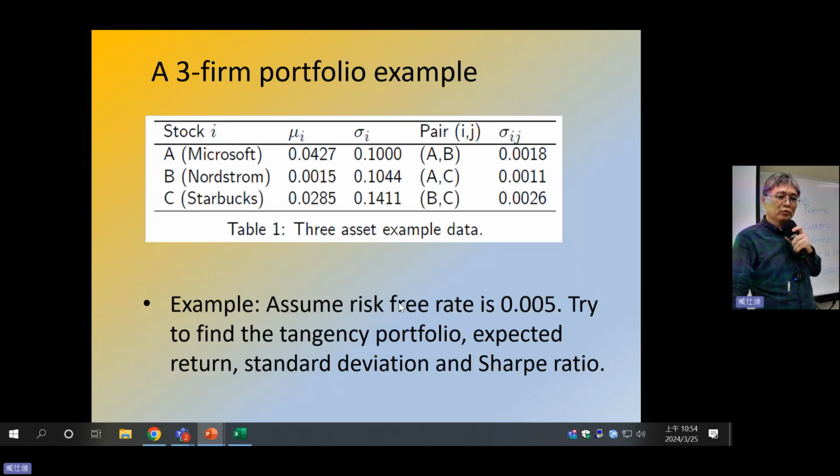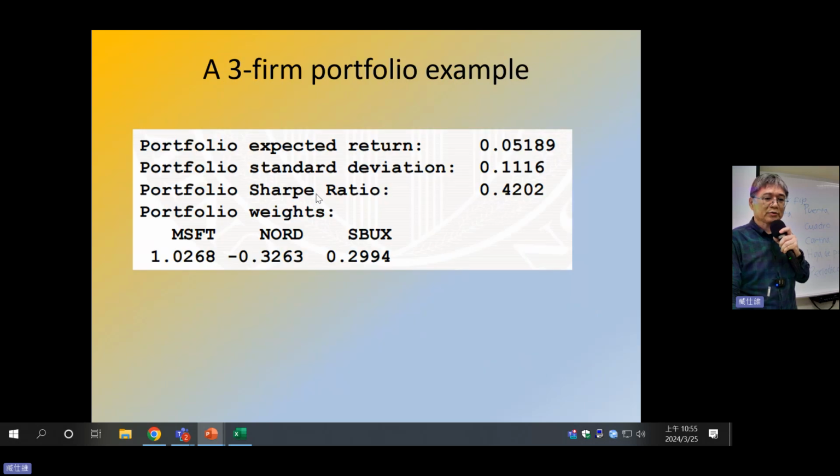Okay, mu should be this mu I, right? Mu I denotes the average or historical average return of Microsoft based on our data. Okay, so we have mu I for Microsoft, for Nordstrom, for Starbucks. Okay, so we just plug in the numbers.